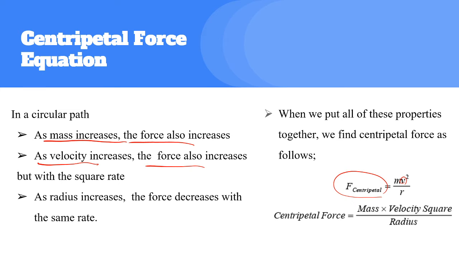So there is a different relationship; it's not just a direct relationship. And as the radius increases, the force gets less and less. When you put all of those criteria together, you get the equation of centripetal force, which is mv squared over radius. Alright, so this is centripetal force. What is centripetal force? The force that is keeping objects in their circular orbit.